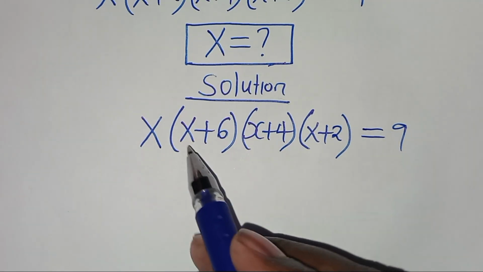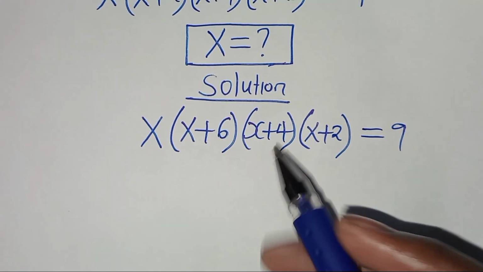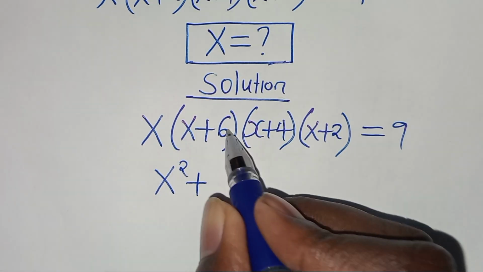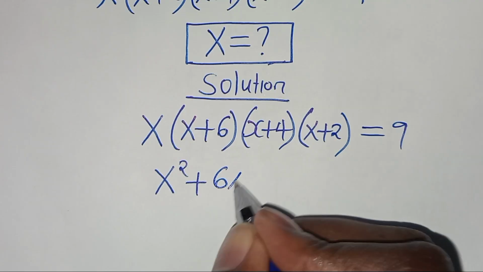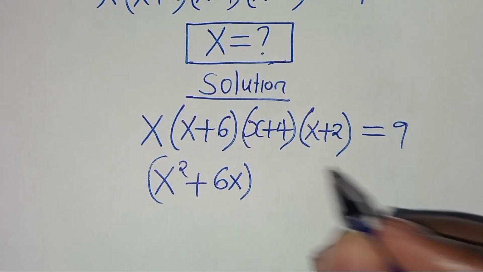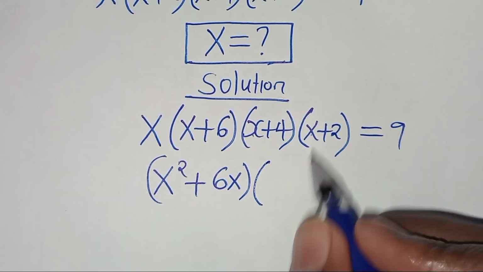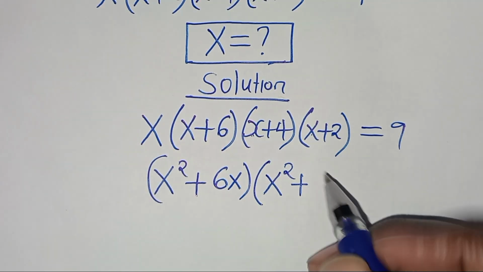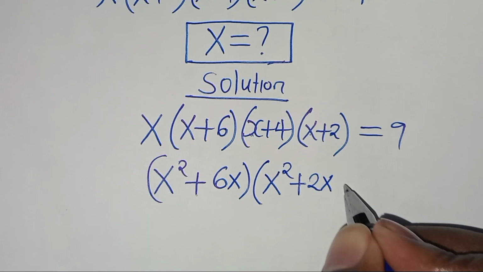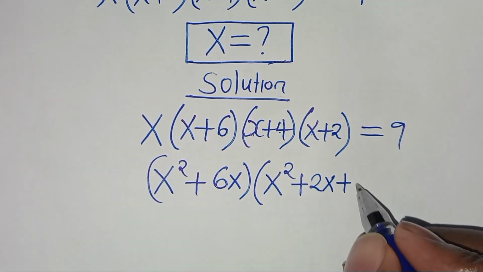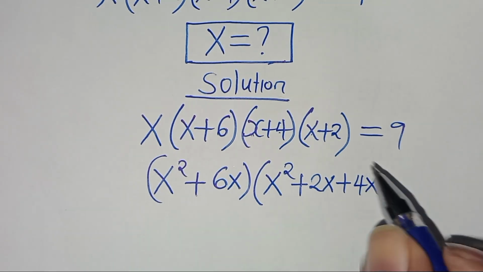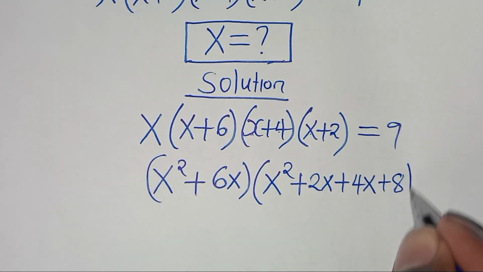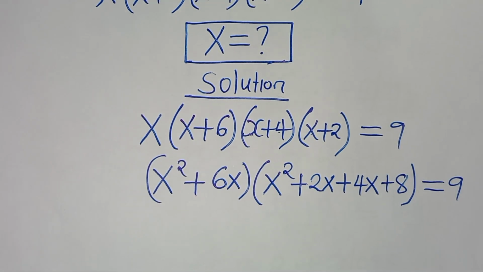The next step is to multiply x with x plus 6. So x times x, this is x to the power 2, plus 6 times x, this is 6x, close the brackets here. Then here we have x times x, this is x squared, plus x times 2, this is 2x, then plus 4 times x, this is 4x, then plus 4 times 2, this is equal to 8. Close the parentheses, this is equal to 9.